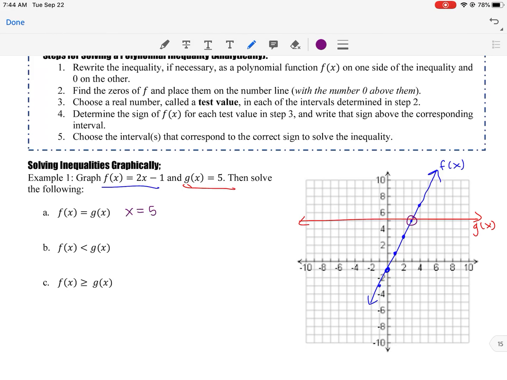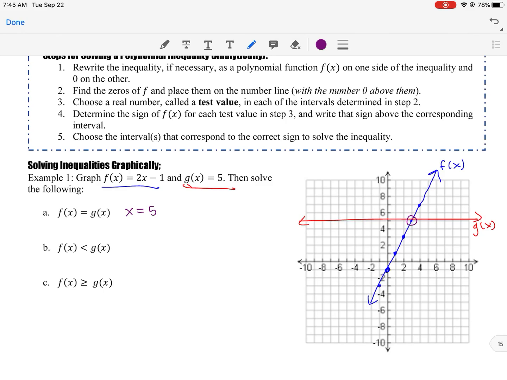Okay. When we have f of x is less than g of x, we are saying when are the y values of f of x, right, so that blue line, less than the y values of g of x. So when is the blue line below the red line? As you look at that, that would happen everywhere over here on the left, right?